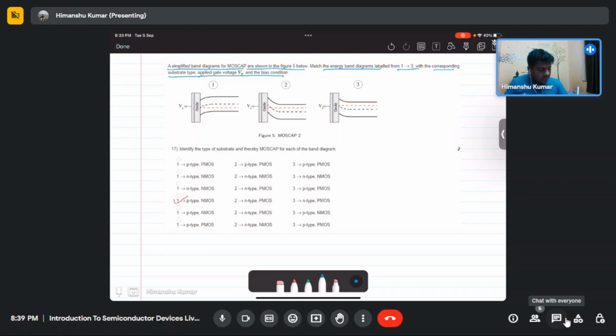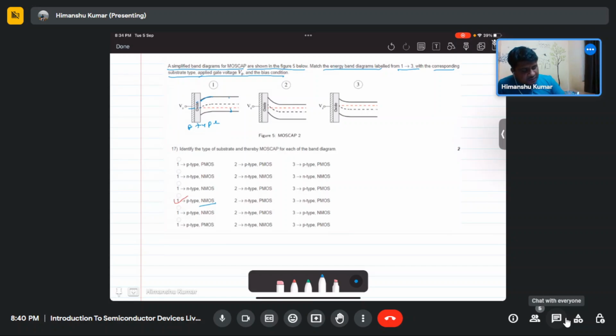So we need to find what the substrate type is. In the first case, the conduction band is closer to the Fermi level, so this is p-type. And as the bias is applied, there is band bending, so the substrate is p-type, and the electrons will behave as an inversion layer. So this is the case of NMOS.